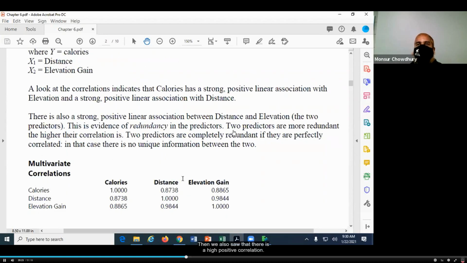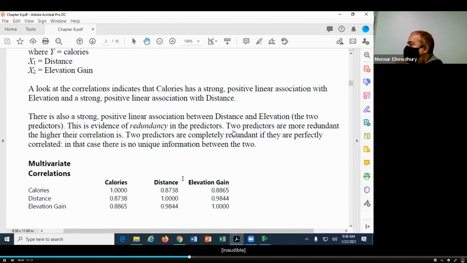Then we also saw that there is a high positive correlation, that means a strong positive linear association, between the distance and the elevation gain. That means between the two predictors. And this is the evidence of the redundancy. So the two predictors are redundant. What does it mean?